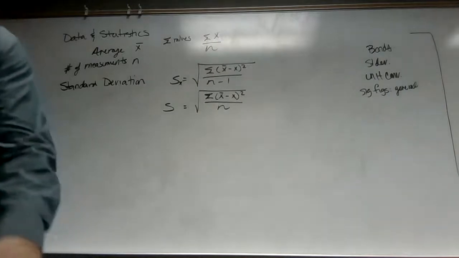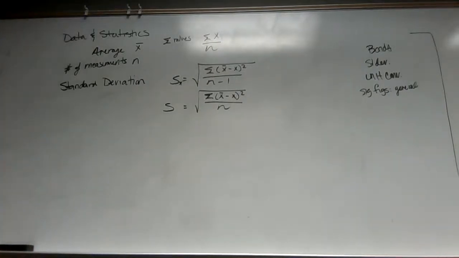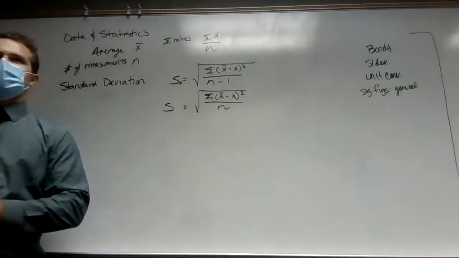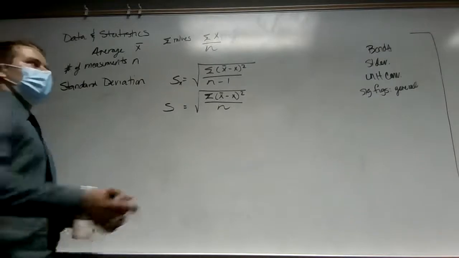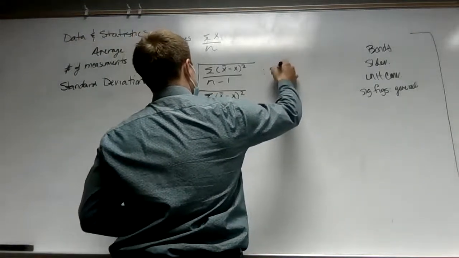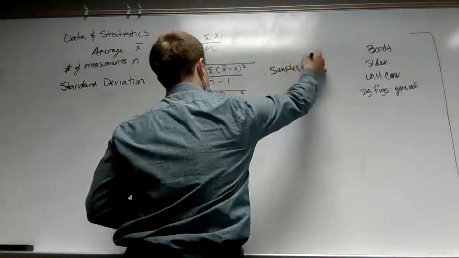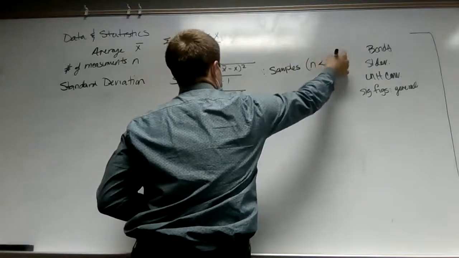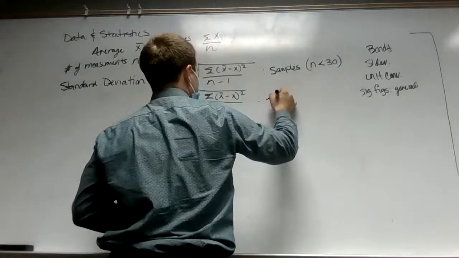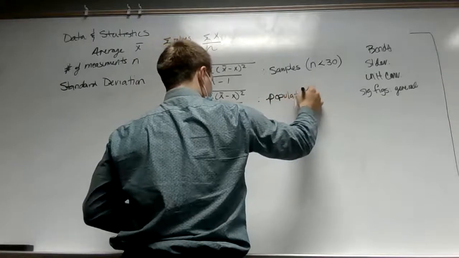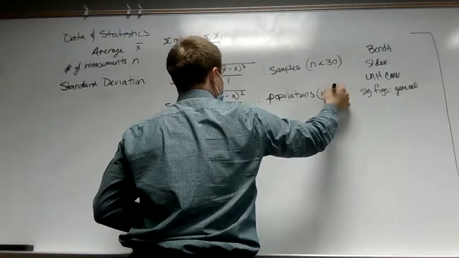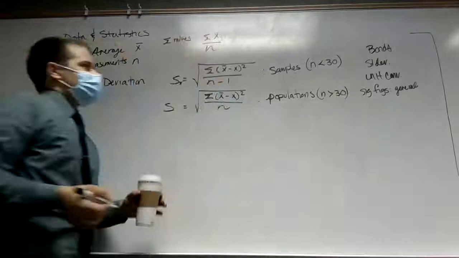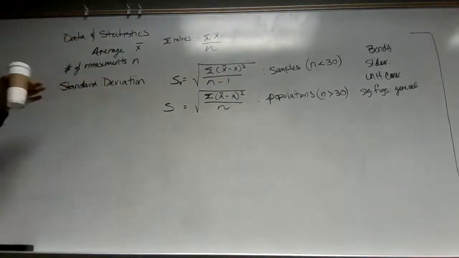With this, I would have you guys ask Dr. Martin which one she wants to use. You won't be calculating this by hand. She covers it more to cover the theory of it. This is used with examples, so n should be less than 30, and this is with population, n greater than 30.